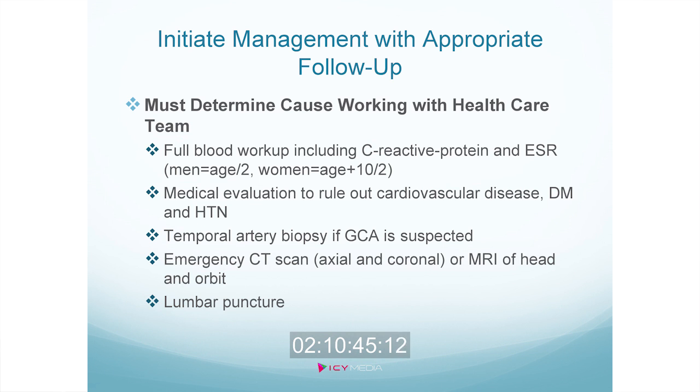So what do we do? Always, always rule out GCA. He's elderly, okay? We don't want to ignore the fact that he may actually have giant cell, okay? We send them for the full blood workup. We talked about getting ESR. Men is age over 2, women is age plus 10 over 2. Getting that full medical evaluation to make sure he doesn't have diabetes or high blood pressure, even though he tells you he doesn't. Getting a temporal artery biopsy stat if you at all suspect that there's GCA. And then the MRI and lumbar puncture as necessary.